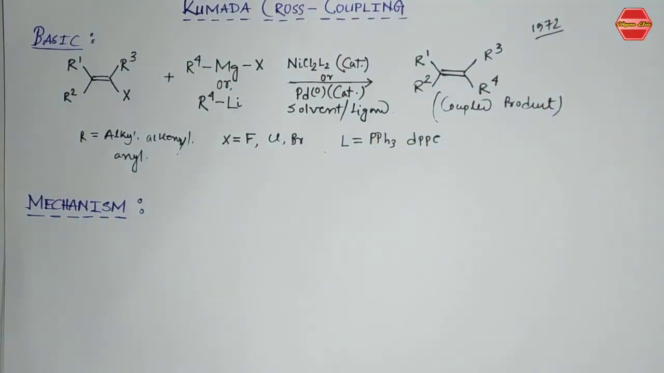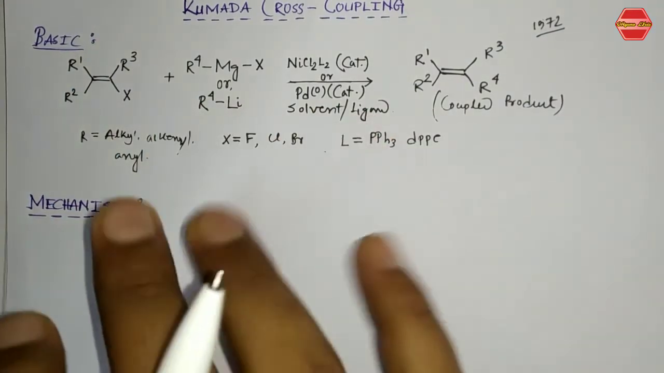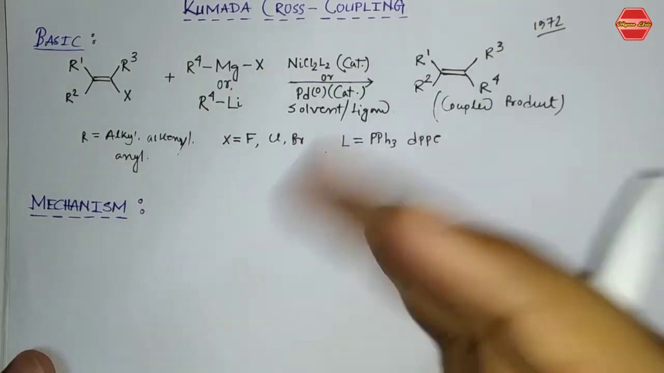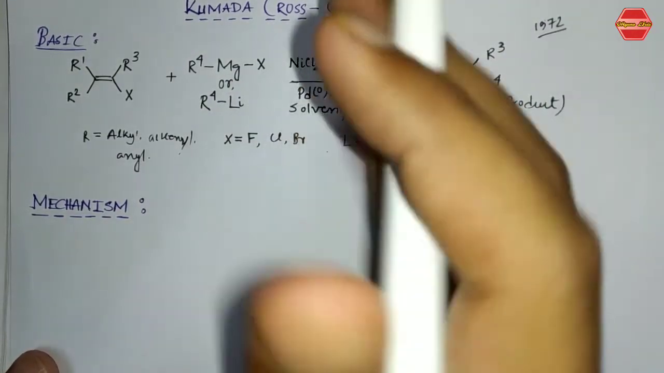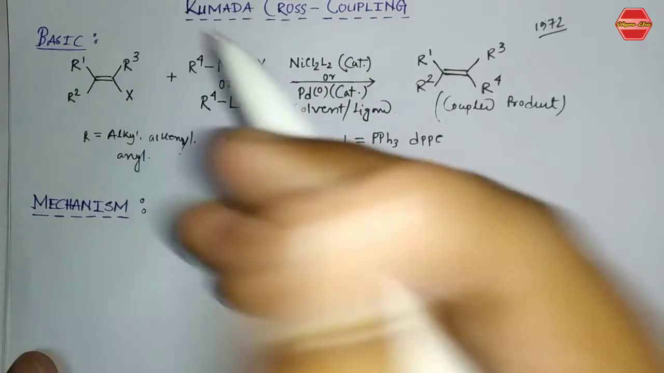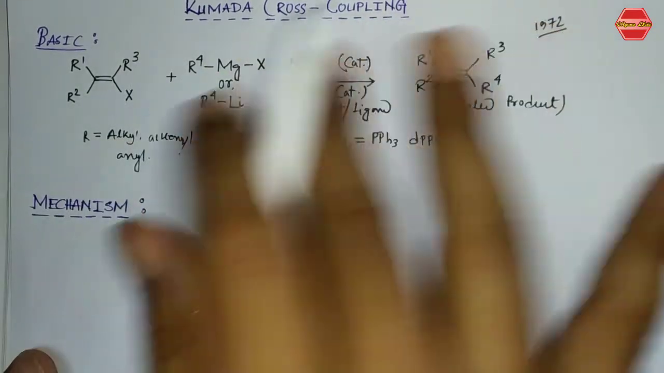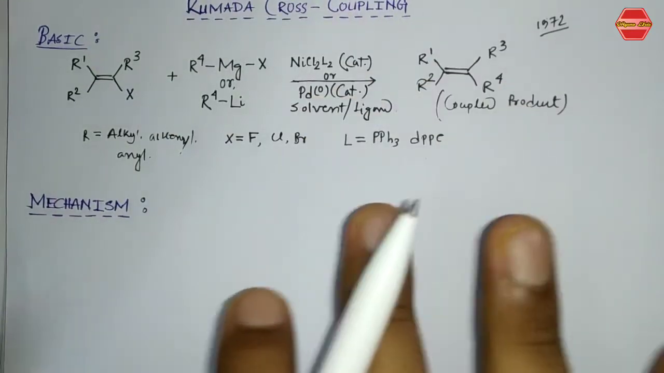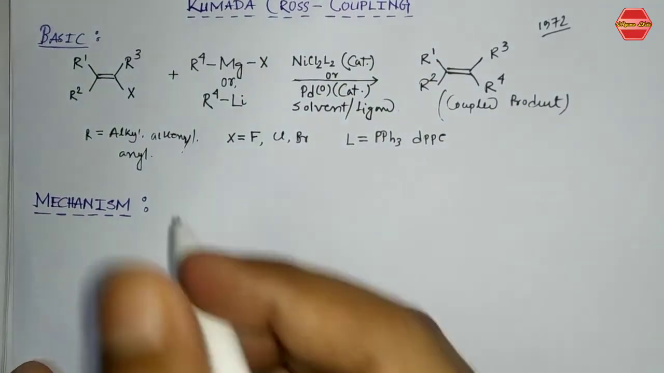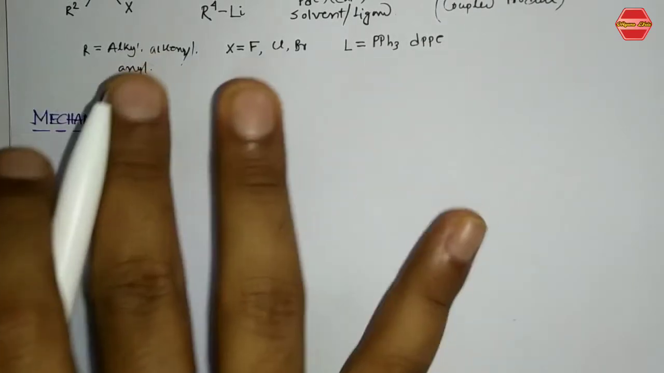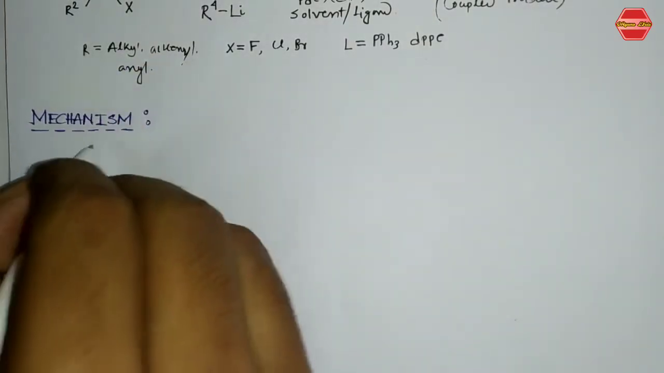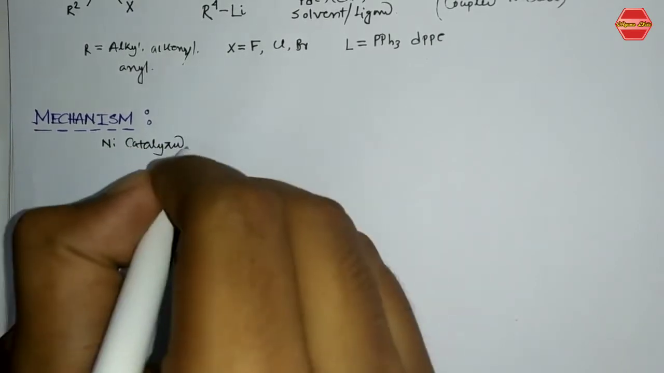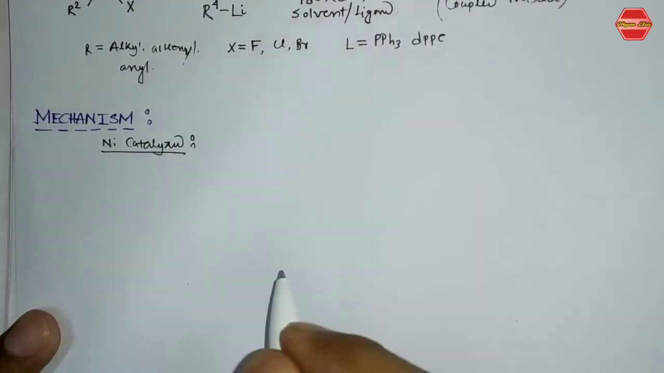So let's see the mechanism first. The mechanism is quite similar to other mechanisms, but we can use two different kinds of approach. If we use nickel, there is one kind of mechanism, and if we use palladium, another mechanism is followed, but the steps are quite similar in both cases. So first we are starting with the nickel catalyzed process.